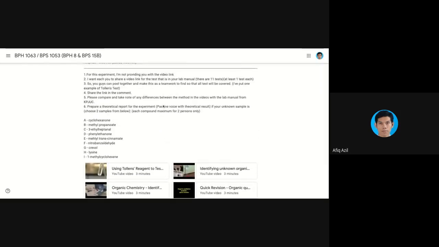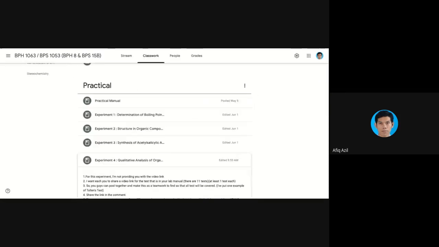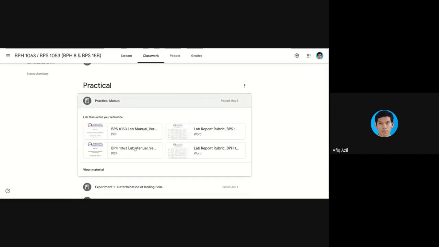And then in terms of the report section, over here I have listed several compounds. Each of you has to select two from this list. Let's say you select compound A, cyclohexanone, and also compound C, 3-ethyl heptanal. So take that compound and we'll go back to the manual.